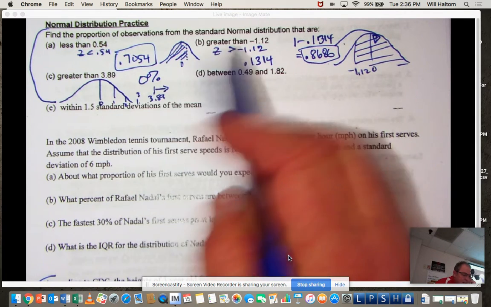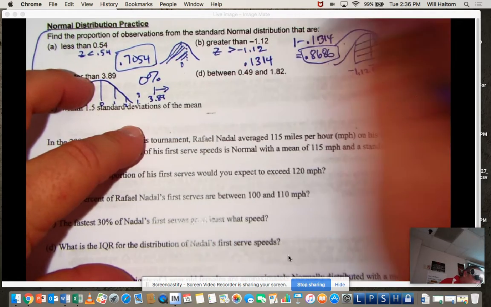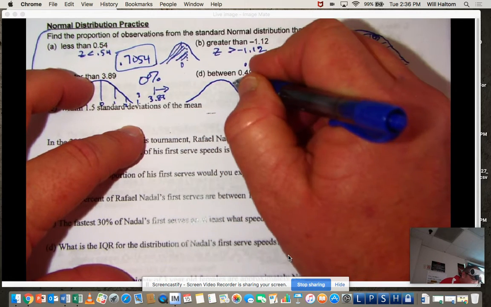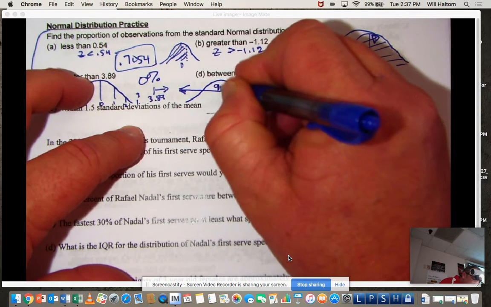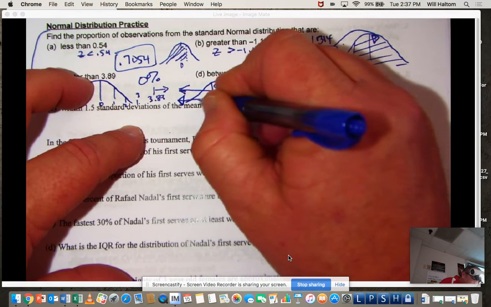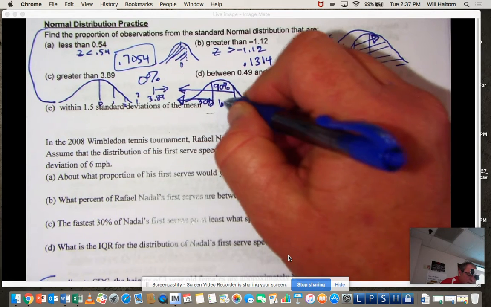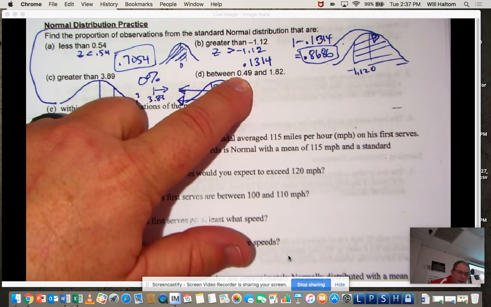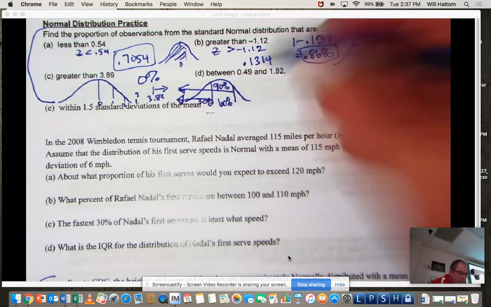All right, so we had a less than, a greater than, and now we've got a between 0.49 and 1.82. Now, when I look at this, I always remember this first one that we started with. If I tell you that that's 90%, and this is 30%, then between those two, it's got to be 60% by subtraction. So that's all we're going to do in this problem, but we can't just subtract the z-scores. We need the percents. So I'm going to have to go look up the z-score.